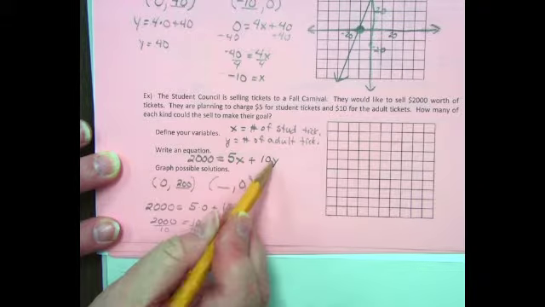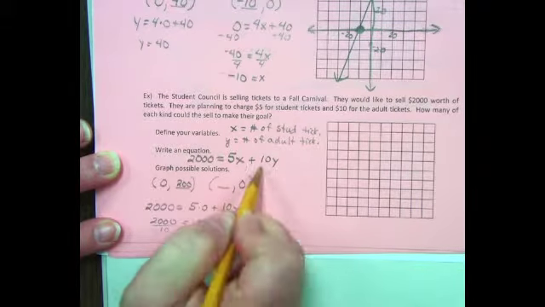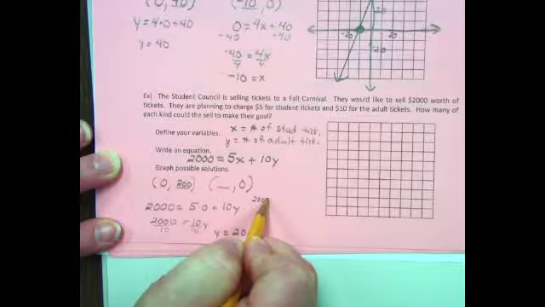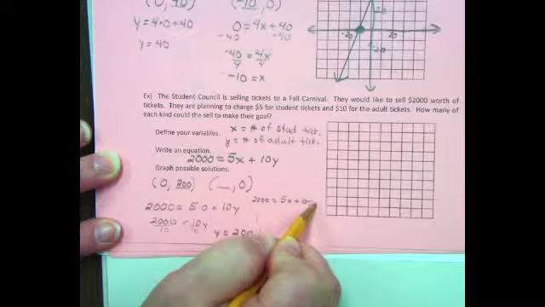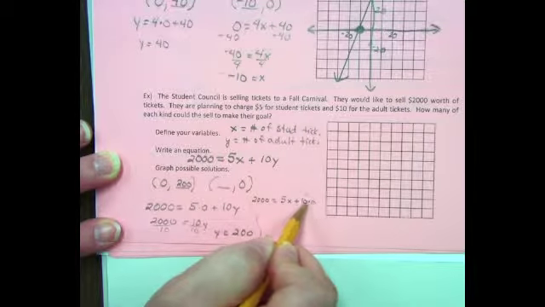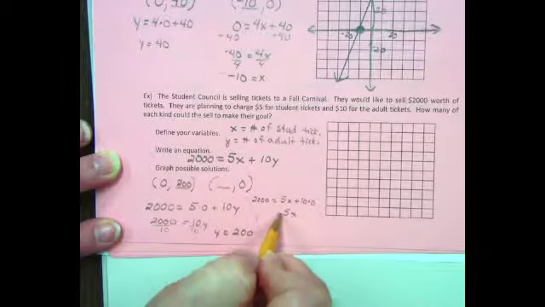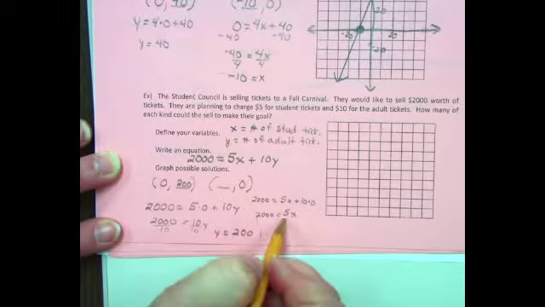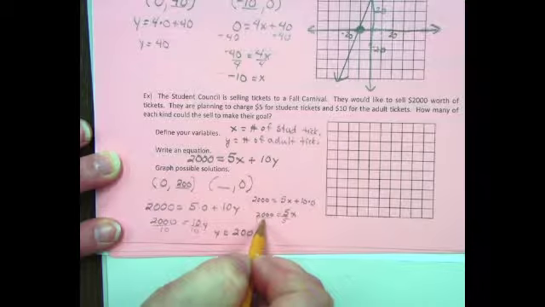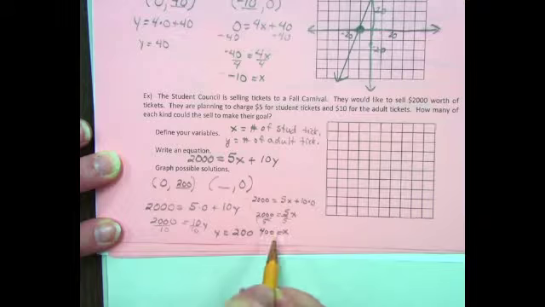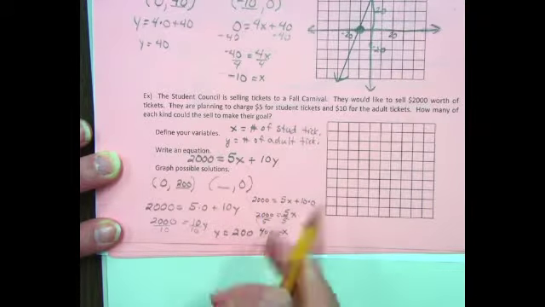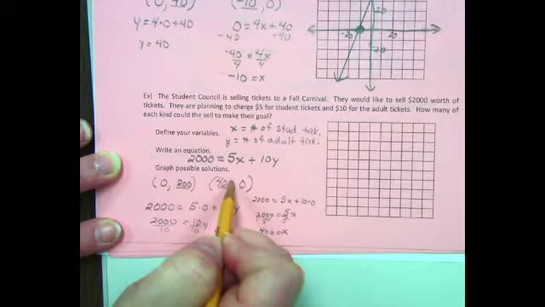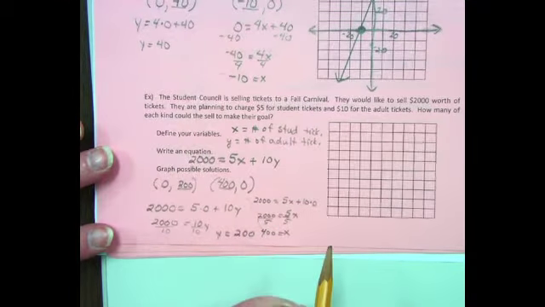What if my y was 0? My equation would look like 2,000 is equal to 5x plus 10 times 0. Well, 10 times 0 is 0, so 5x has got to equal 2,000. If we divide by 5, x has got to be 400. So if I sell 0 adult tickets, I have to sell 400 student tickets. And now we're going to graph these ordered pairs.